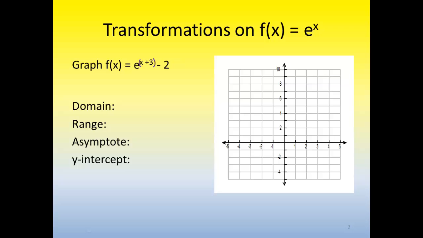Compared to the parent function, our graph looks like it has been shifted down, and it looks like it's been shifted left. That shouldn't be surprising based on all the transformations that we've done this year, where inside of the parentheses with the x, we have a +3. It went left 3. And then we have, over here, we went down 2 with our -2.